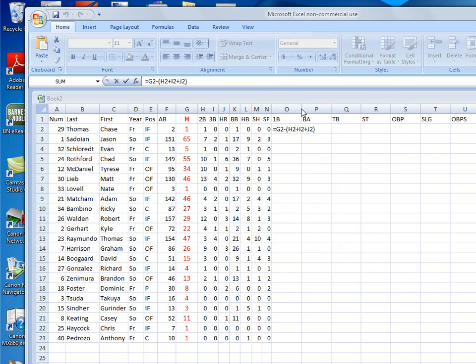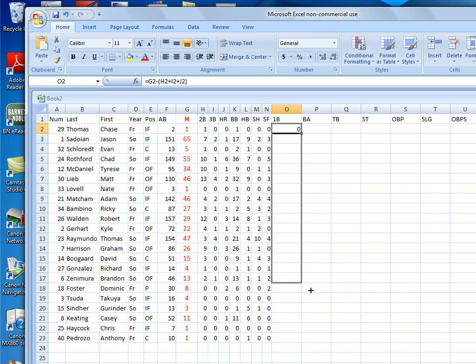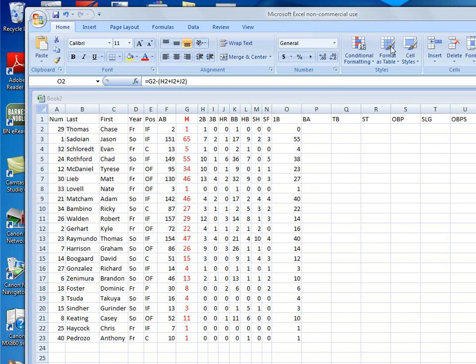Okay, so Chase Thomas, he didn't have any singles, but nonetheless, this is his formula. If you have your data set up exactly like I do, the formula for singles for Chase Thomas will be equals G2 minus the quantity H2 plus I2. This is an I2, it's not a 12. If you put a 12 in there, it'll work, but it'll be incorrect, plus J2. Okay, so once that is correct, you can, hopefully you know this from your MyITLab work, copy and paste those cells. Okay, so we're done with 1B.